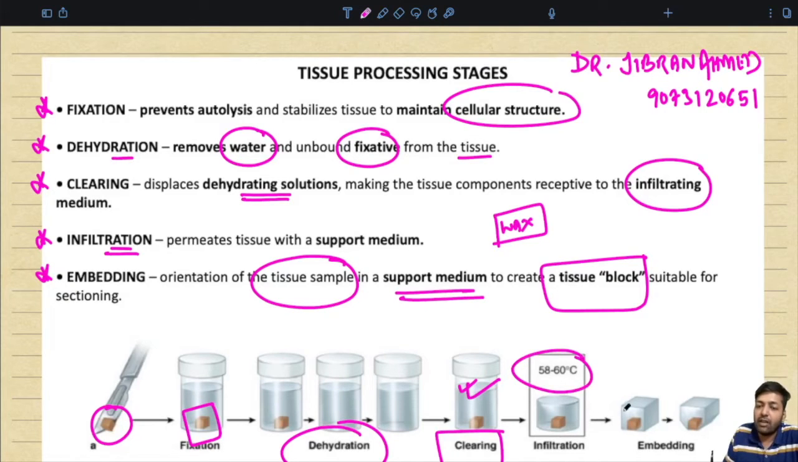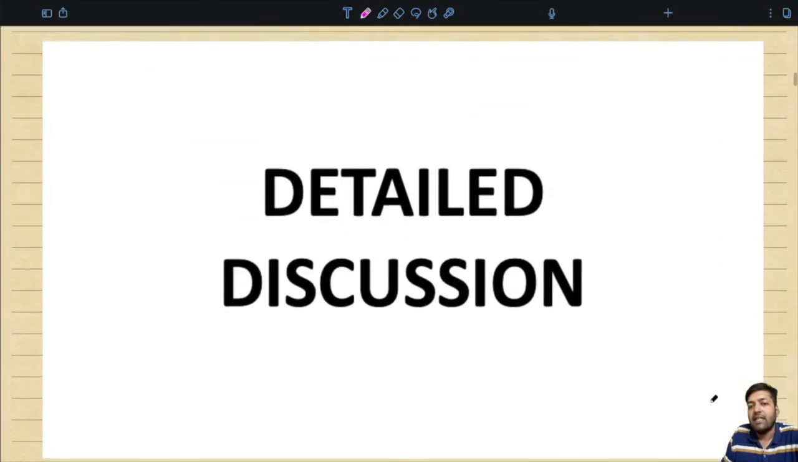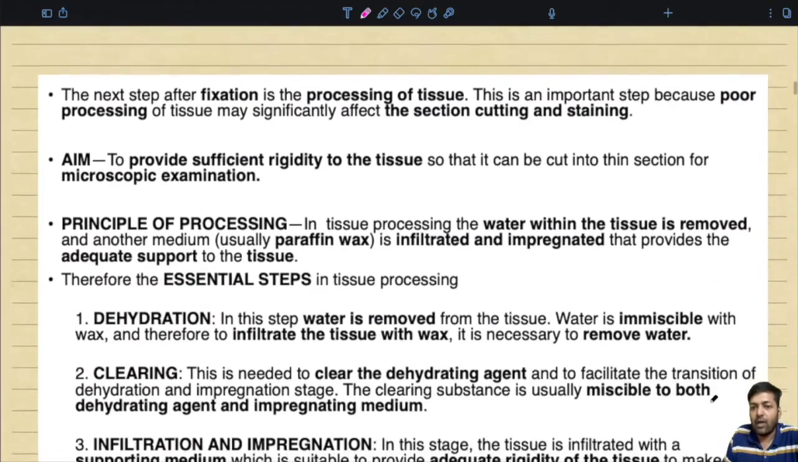And then that particular tissue needs to be embedded in a particular tissue block that is suitable for cutting, for microtomy. Then we embed it in the support medium. That is again the molten wax, that is the paraffin we are using over here. Okay, infiltration and tissue embedding. So these are the major steps of tissue processing. Okay, in short. Now we will have a detailed discussion of each of these steps.